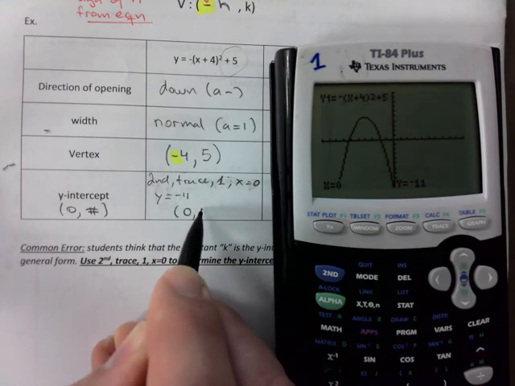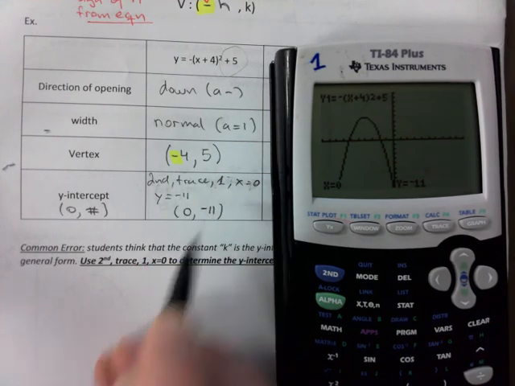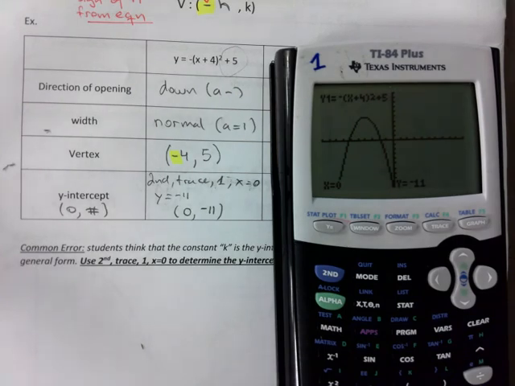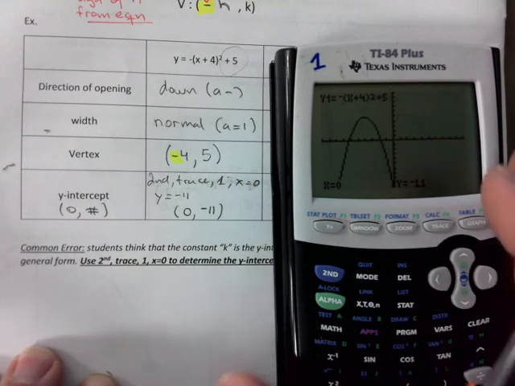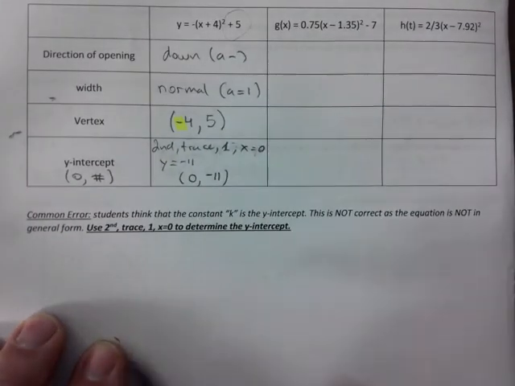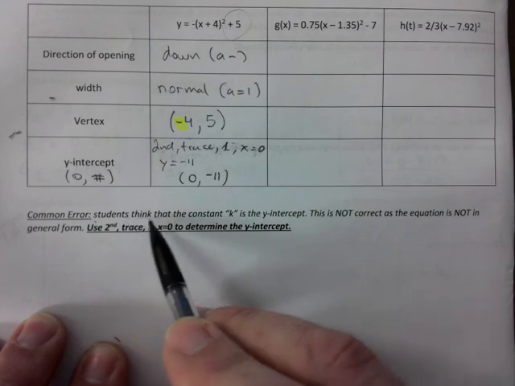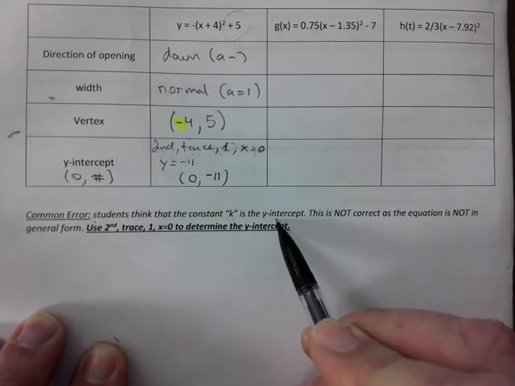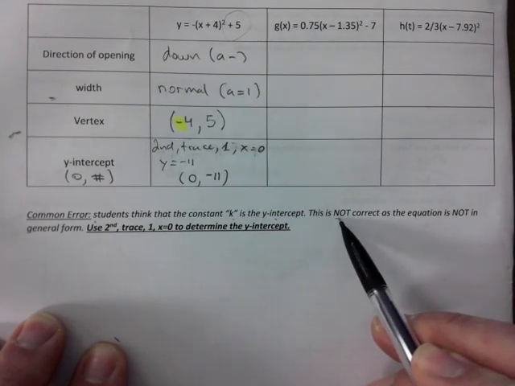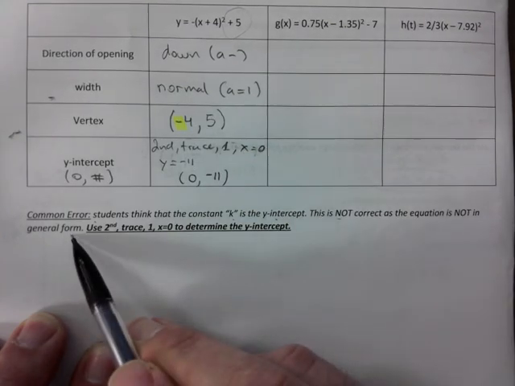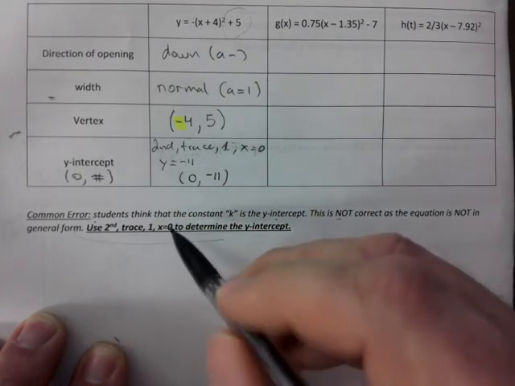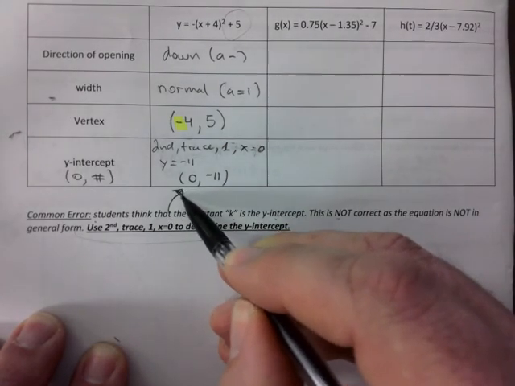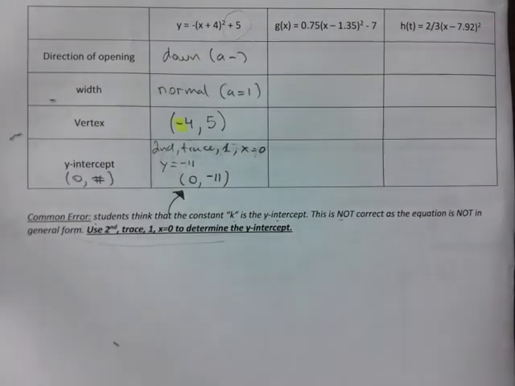I want you to think of it as a point. It's not an equation. What you just did is you found a point, which is the y-intercept. And I actually make a note here. Common error: students think that the constant k is the y-intercept. This is not correct, and it is not in general form. If it's not in general form, we have to use this. So that's basically what we did here, and that's what we applied there.